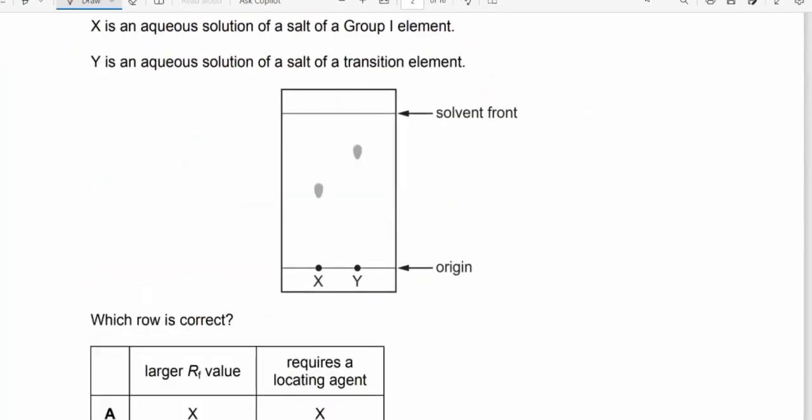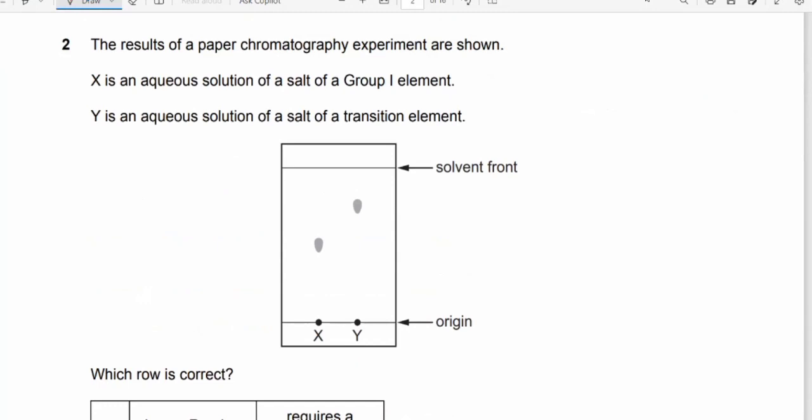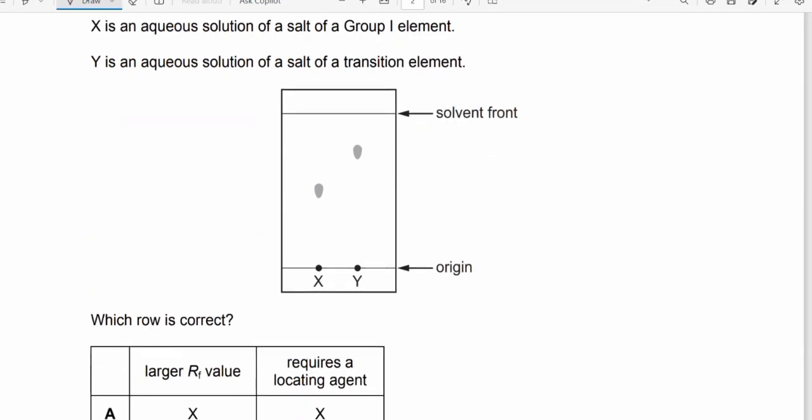Question number 2. The results of a paper chromatography experiment are shown. X is an aqueous solution of the salt of a group 1 element, and Y is an aqueous solution of the salt of a transition element. So this is the salt of a transition element, and this is the salt of the first group: lithium, sodium, potassium, rubidium, cesium. Its salt is here, so they are taken up by the solvent.